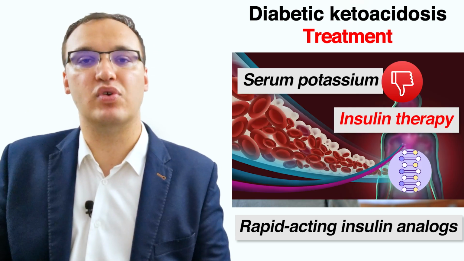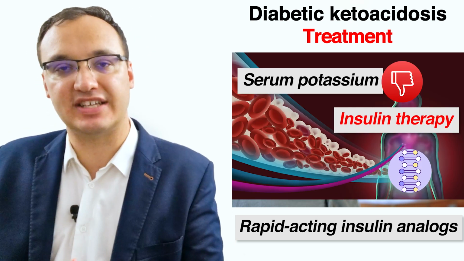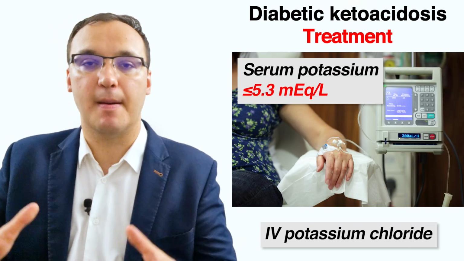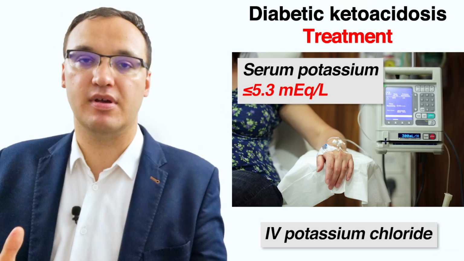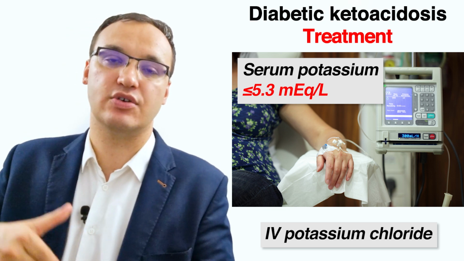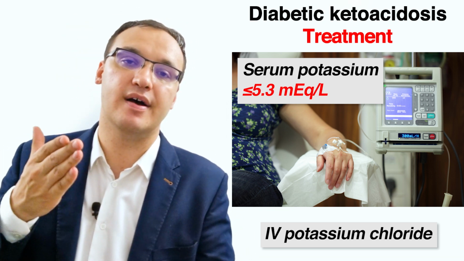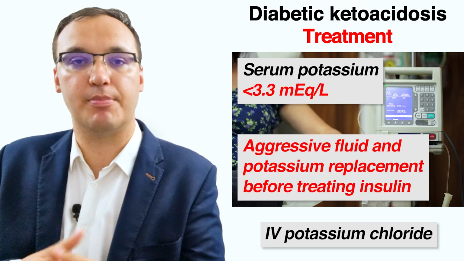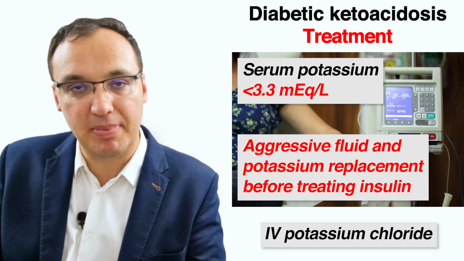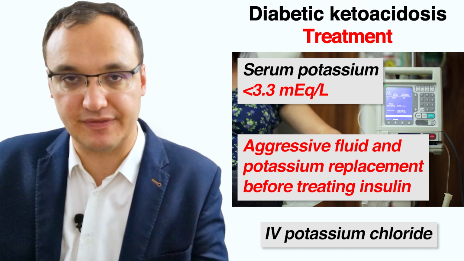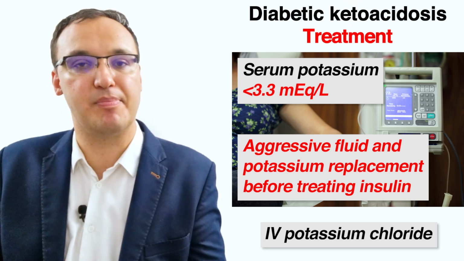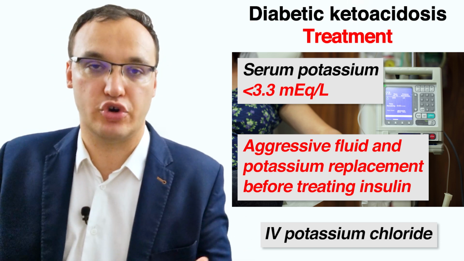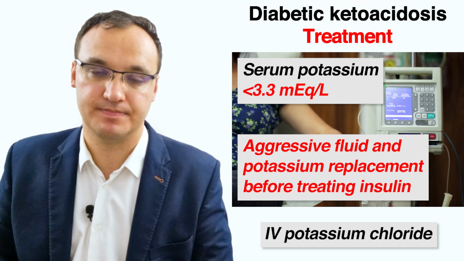The insulin therapy will create the need for potassium replacement, so intravenous potassium chloride should be initiated when the serum potassium concentration is less than 5.3 millimole per liter. And if the initial serum potassium is below 3.3 millimole per liter, they should receive aggressive fluid, as we said, and aggressive potassium replacement before we start with insulin to prevent any initial worsening of the hypokalemia.